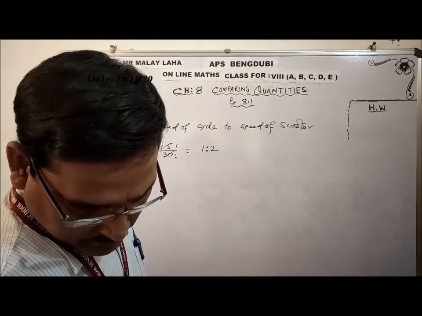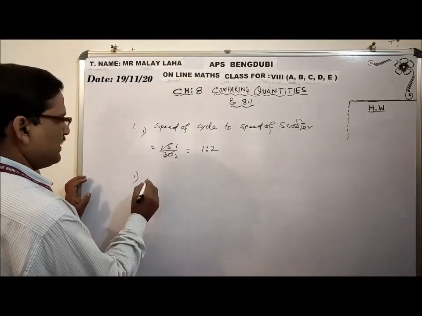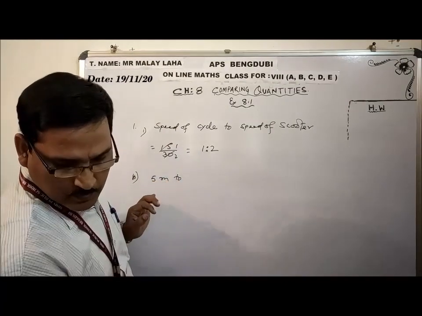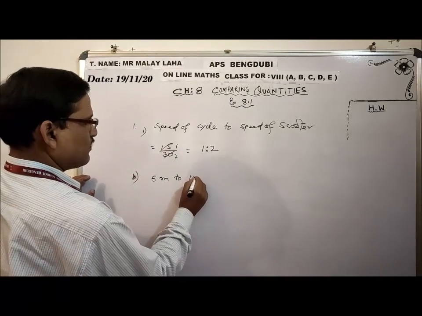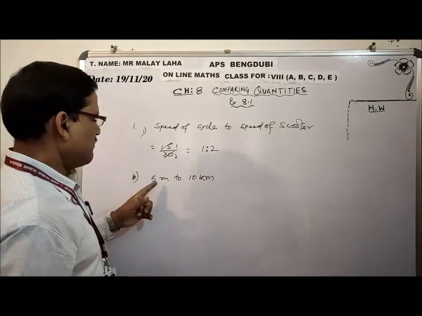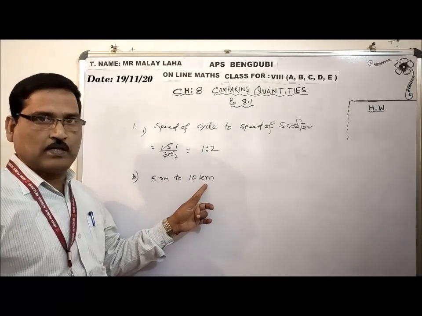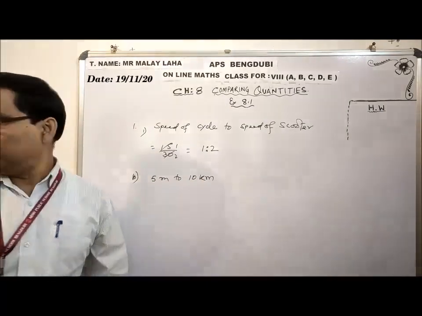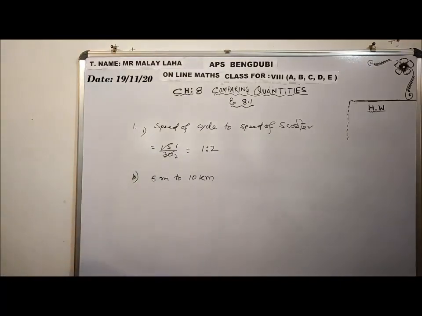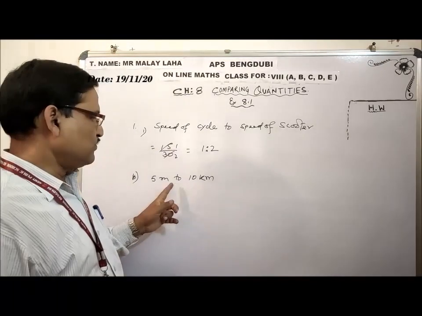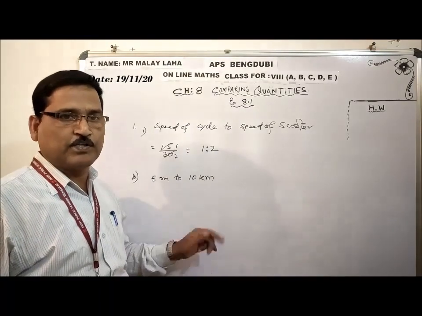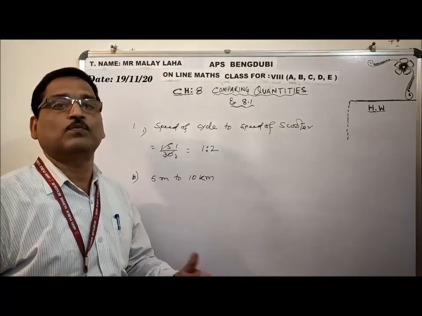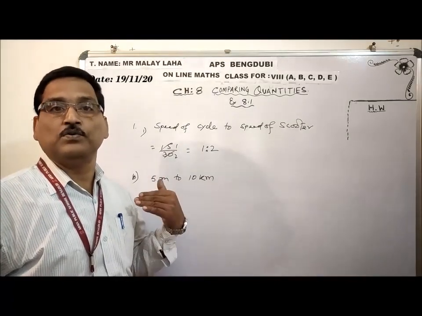Now find the ratio of 5 meter to 10 kilometer. What will I do here? Tell me. The first one is meter, the second one is kilometer. That means kilometer we have to convert into meter, or meter into kilometer. What do you want? Always you will convert the greater unit to the smaller one, not smaller to greater.